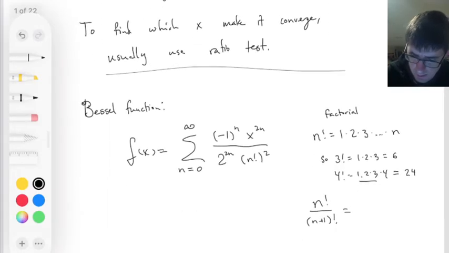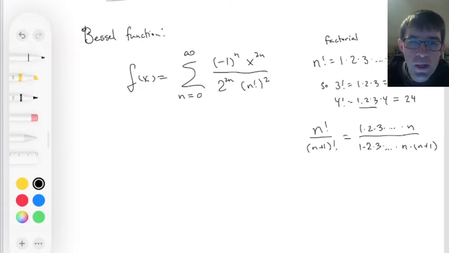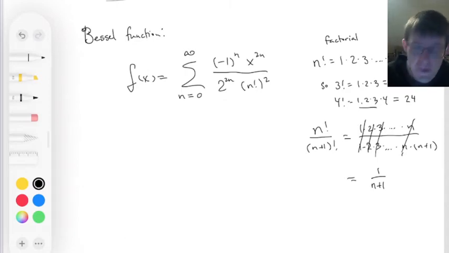Up top, we're going to have 1 times 2 times 3 times up to n. And on the bottom, we've got 1 times 2 times 3 up to n, and then also n plus 1, right? But what can you do there? Well, in this fraction, basically everything will cancel except the n plus 1. What you end up with is just 1 over n plus 1. We're going to use this little fact here. N factorial over n plus 1 factorial ends up just being 1 over n plus 1, because they all cancel except for one of the n plus 1s at the bottom.